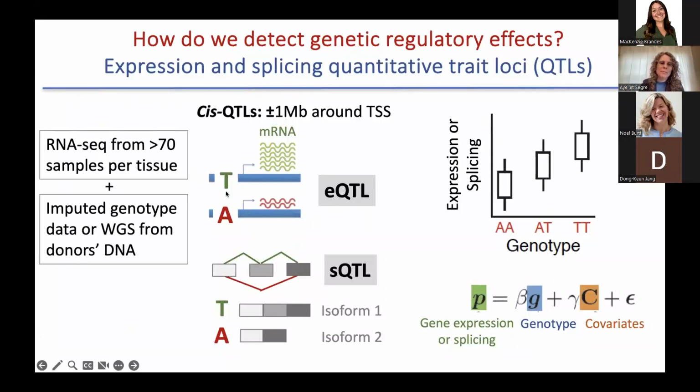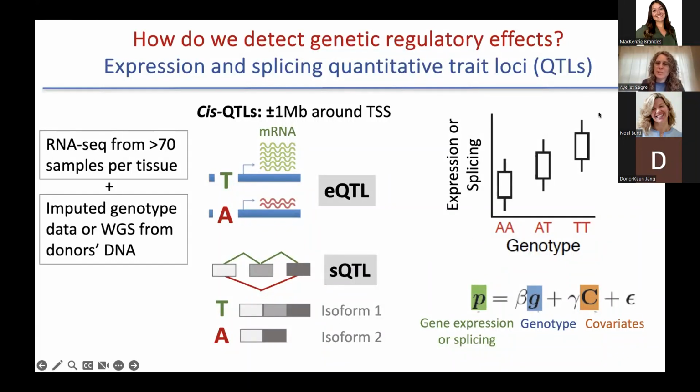where we collect and perform RNA sequencing on multiple samples from multiple donors for a given tissue, ideally more than, for enough statistical power, more than 70 samples per tissue. And we test genotype data within a cis window, within 1 megabase around the transcription start site of each gene that is expressed in the tissue using either imputed genotype data or whole genome sequence from the donor's DNA.